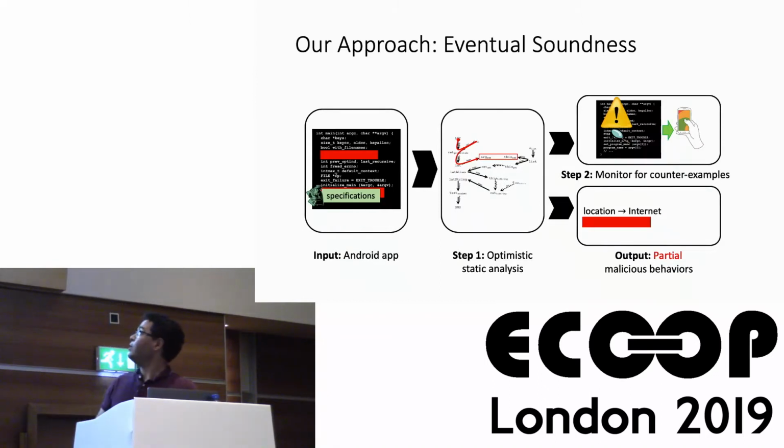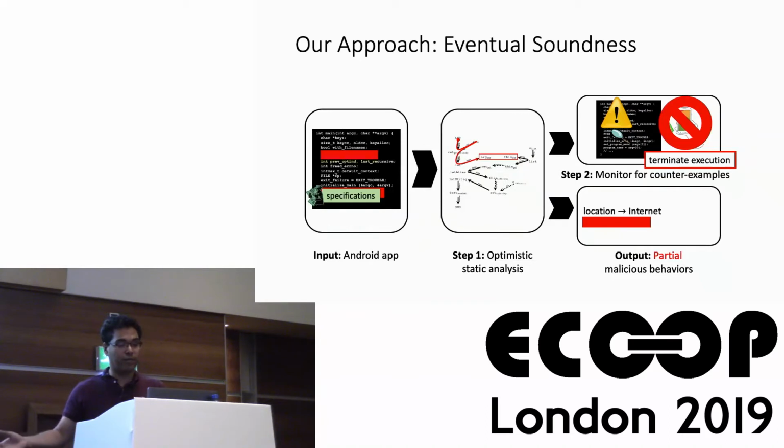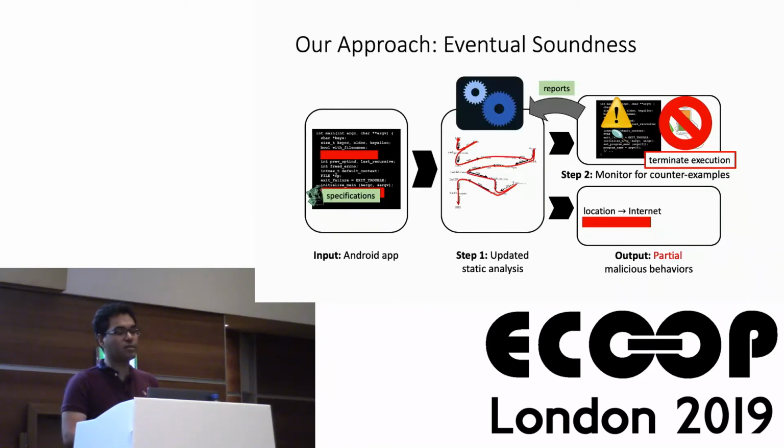If these runtime checks ever trigger, then to ensure safety, we can terminate execution of the app on the user device. But we'll also send a report to the static analysis specifying what the counterexample detected was. Then the static analysis will update itself to take into account this detected counterexample. It'll address this unsoundness and update the results, and we'll iteratively perform these steps indefinitely.